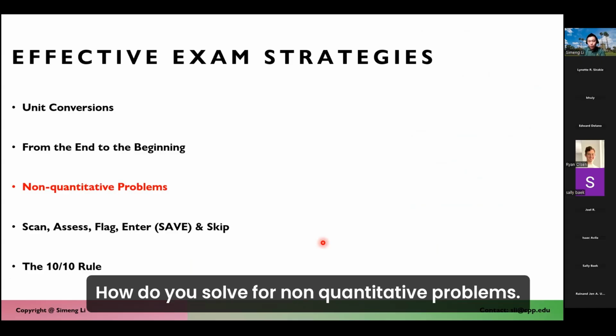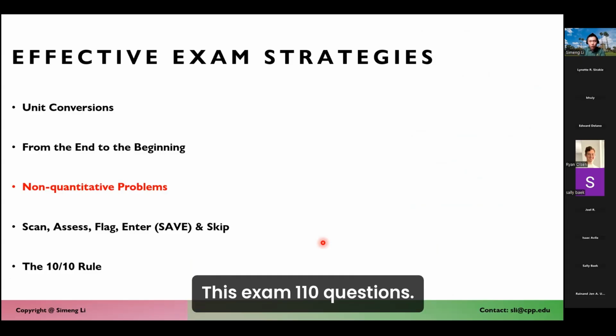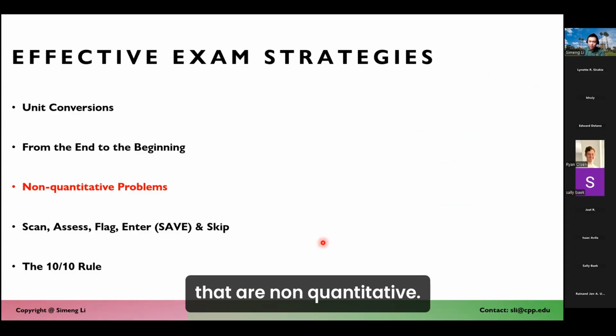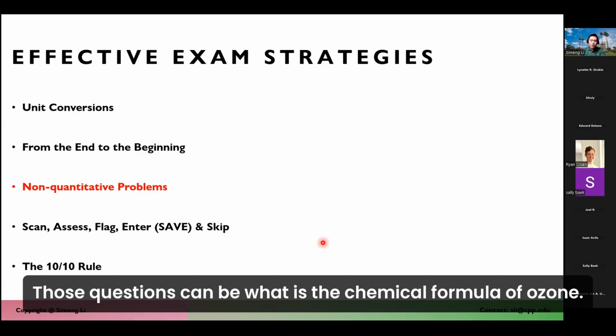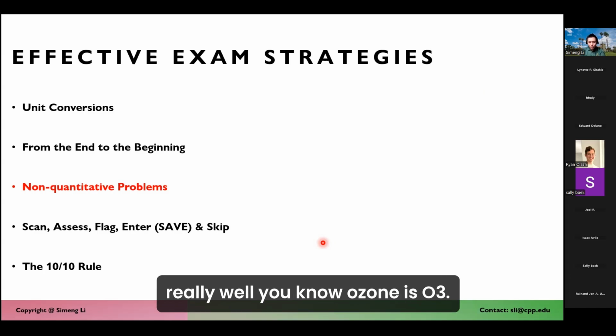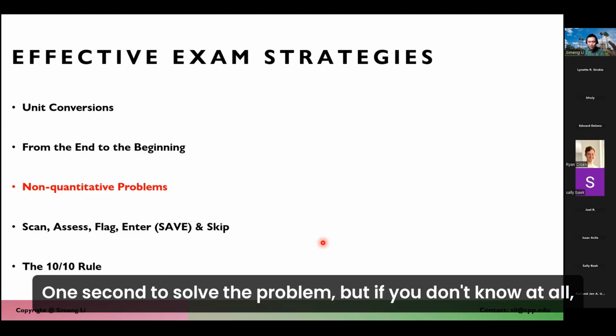How do you solve non-quantitative problems? This exam has 110 questions, and you're probably able to find 20 questions that are non-quantitative. Those questions can be, what is the chemical formula of ozone? If you know chemistry, if you know environmental engineering really well, you know ozone is O3. That's a one-second option, right? One second to solve the problem.